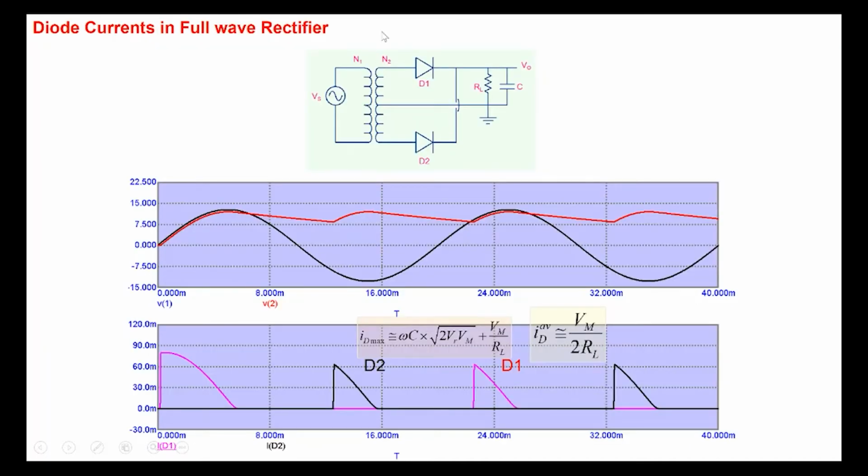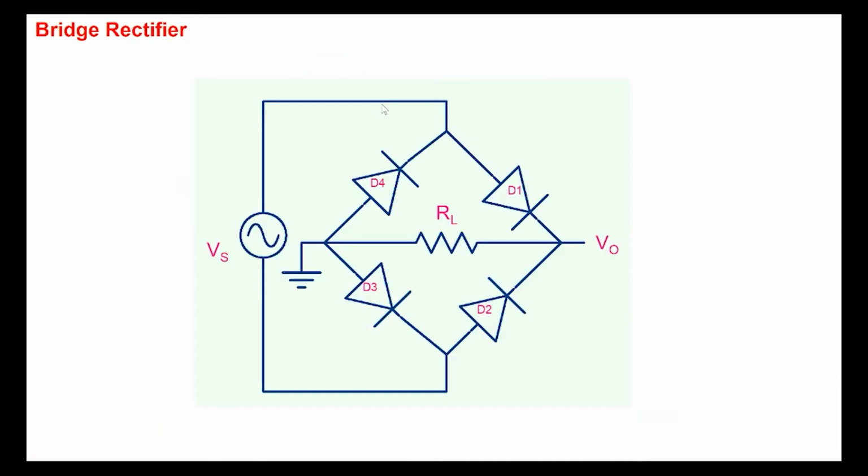One of the problems with this circuit is, as we said, that it requires a transformer with a center tap. An alternative way of building a full wave rectifier is through what we call a bridge rectifier, which doesn't require a transformer with a center tap. A normal transformer could be used to generate this signal. Then let's see how this bridge rectifier acts.